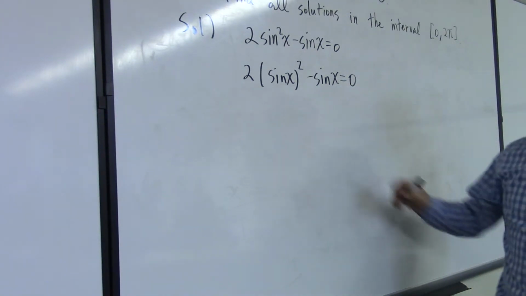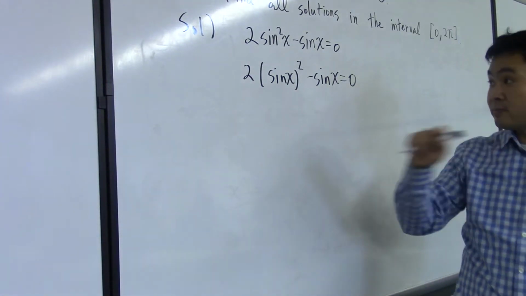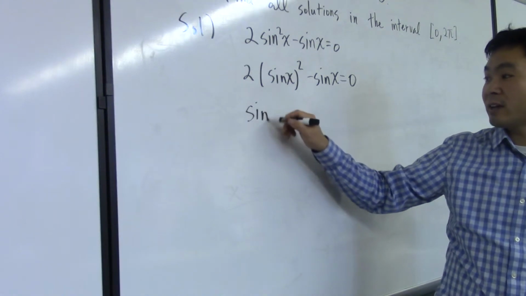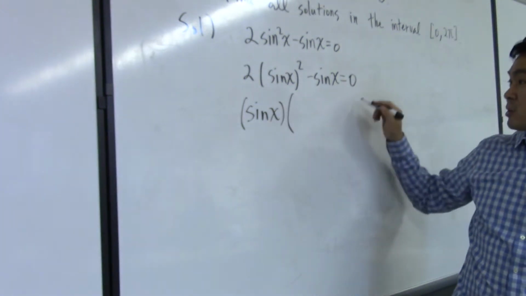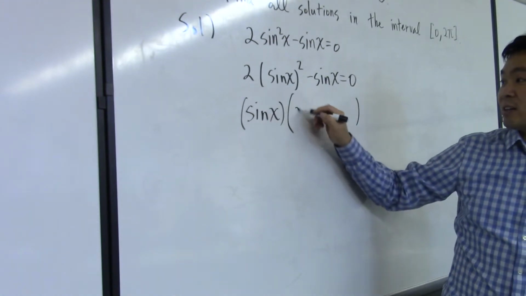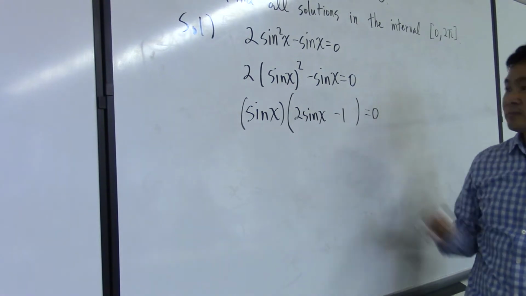Then you see that these two terms have a common factor. What is that? Sine x is the common factor. So I can factor that out. And let's think about what's left inside. It's 2 sine x minus 1 equal to 0.